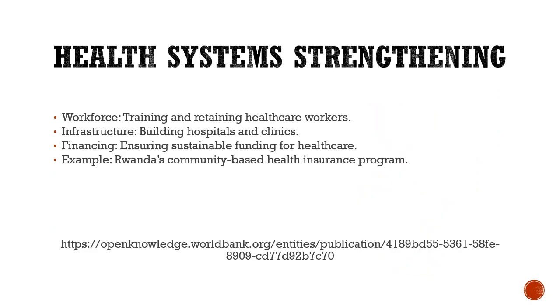System strengthening. Strong health systems are the backbone of better health outcomes. This means investing in the healthcare workforce, improving infrastructure such as hospitals and clinics, and ensuring sustainable financing. Rwanda provides a great example where community-based health insurance has helped increase access and affordability. Without a strong health system, even the best global health initiatives cannot succeed. Strengthening these systems also improves preparedness for emergencies like pandemics.